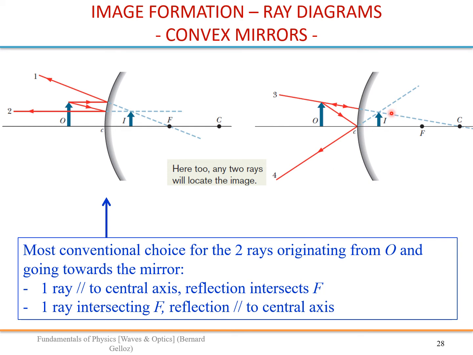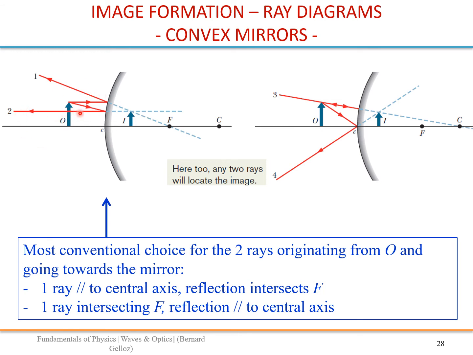So you need to go in the virtual world and continue these lines, the dashed lines here in the virtual world, and the image is where they intersect. So the image of that top row is here. This is the image of your object, so it's a virtual image. The most conventional choice that you should better choose is this one.